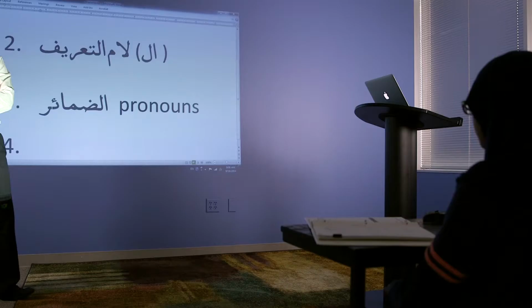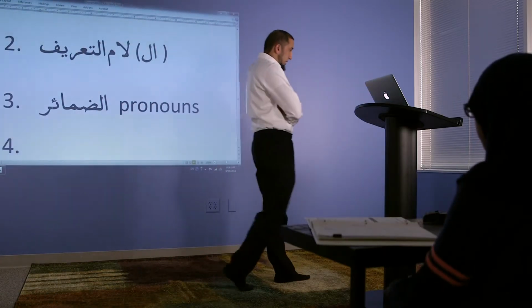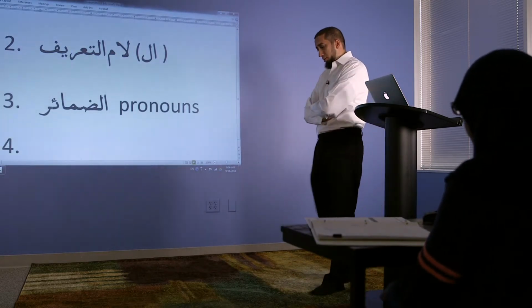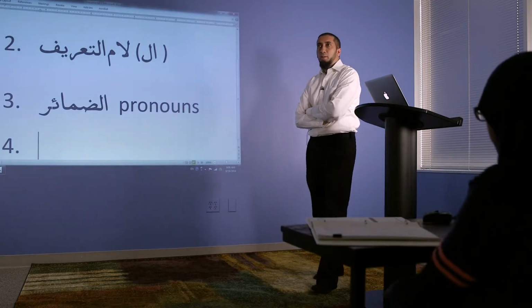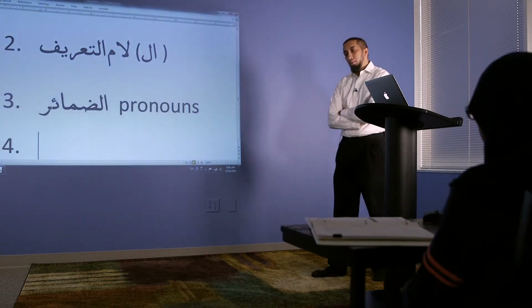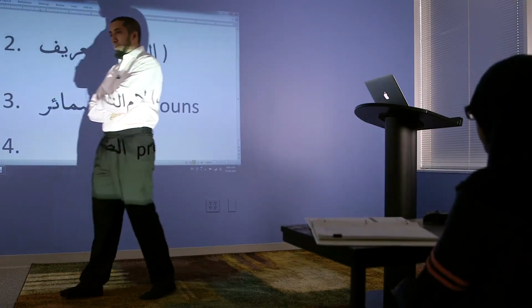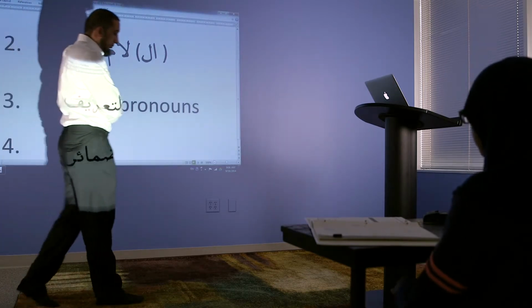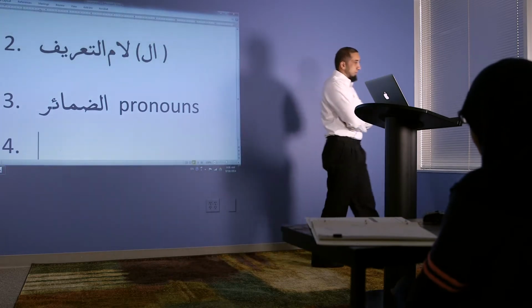Huwa means? He. Huma, both of them. Hum, they. Hiya, she. Huma, both of them. Hunna, they, feminine. Anta, you. Antuma, both of you. Antum, all of you. Anti, you, feminine. Antuma, both of you, feminine. Antunna, all of you, feminine. Ana, I. Nahnu, we. Okay, give me the attached version for each.